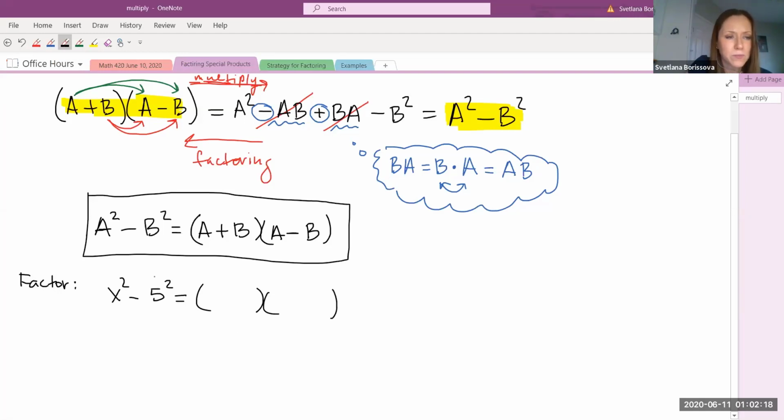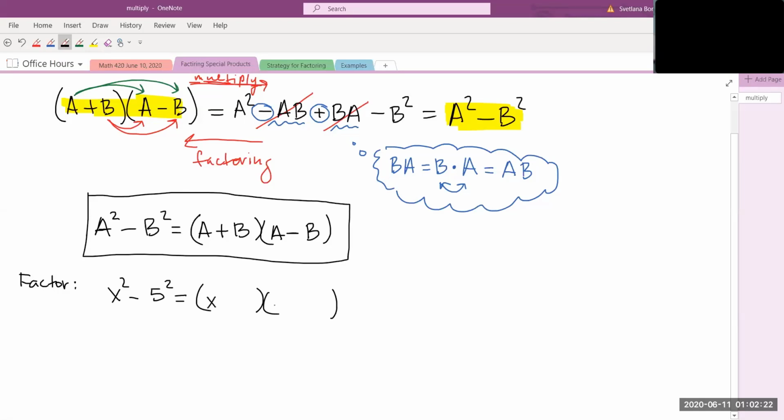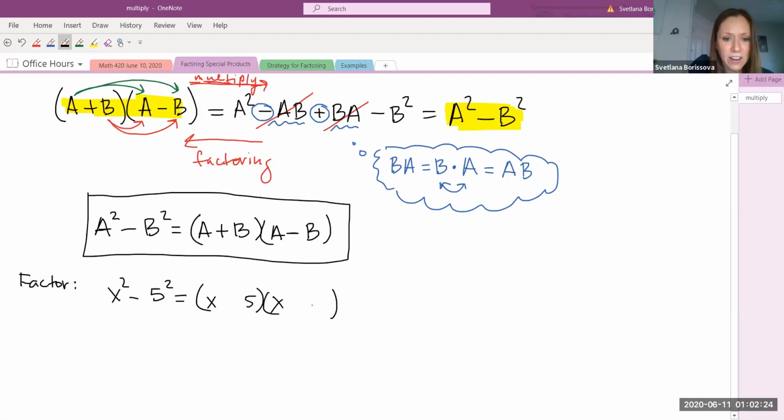What do you think? x and x, 5, 5. Yeah, x, 5, 5, and then plus in one, minus in the other, or minus in the first, plus in the second. So basically it's x plus 5 times x minus 5, and you're done. So if you notice that pattern, something squared minus something squared, factoring is like a one-second step.